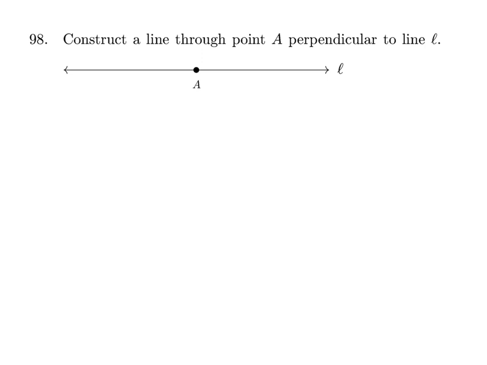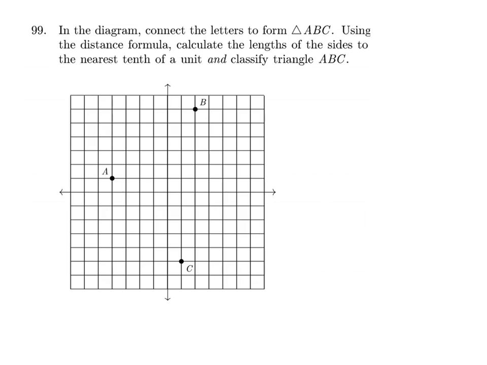Constructing a line through point A perpendicular to line L. Below all the tutorial videos are videos that show you how to do all the constructions, so take a look at those. All right, in the diagram, connect the letters to form triangle ABC.